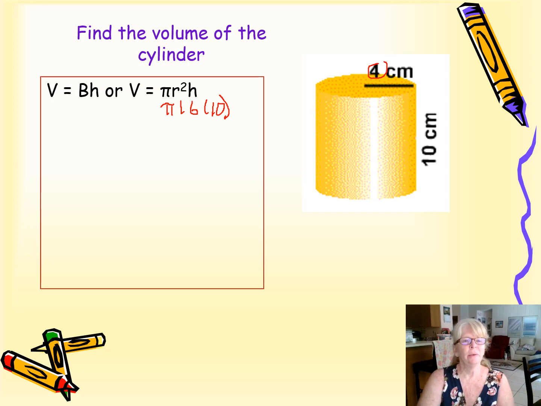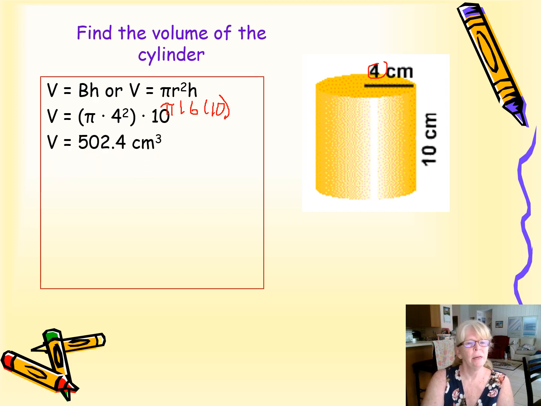Okay, let's see what I did. I can't remember. So pi times 4 squared, which is 16, and I did that, times 10. So I did use pi, I just can't remember. So 3.14 times 16 times 10 gives us 502.4 cubic centimeters.